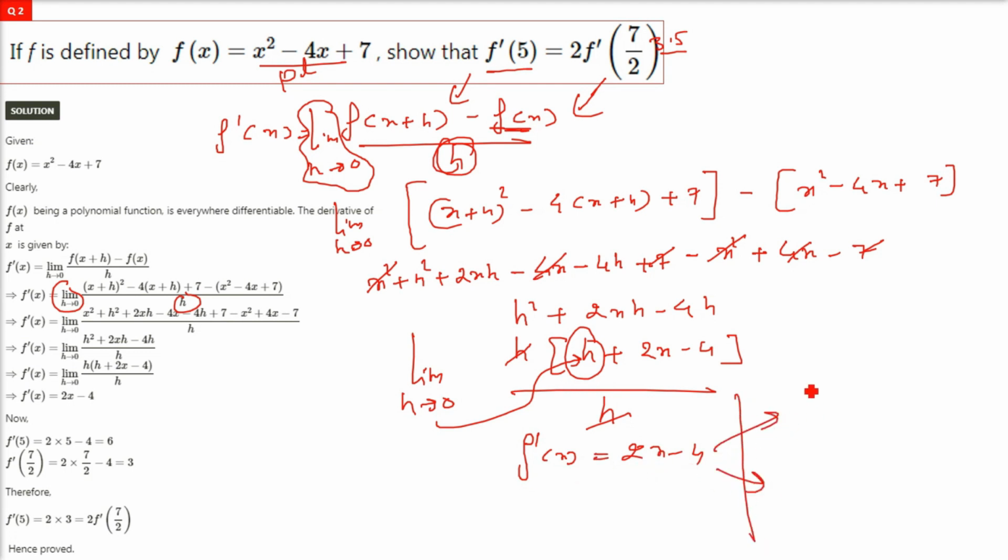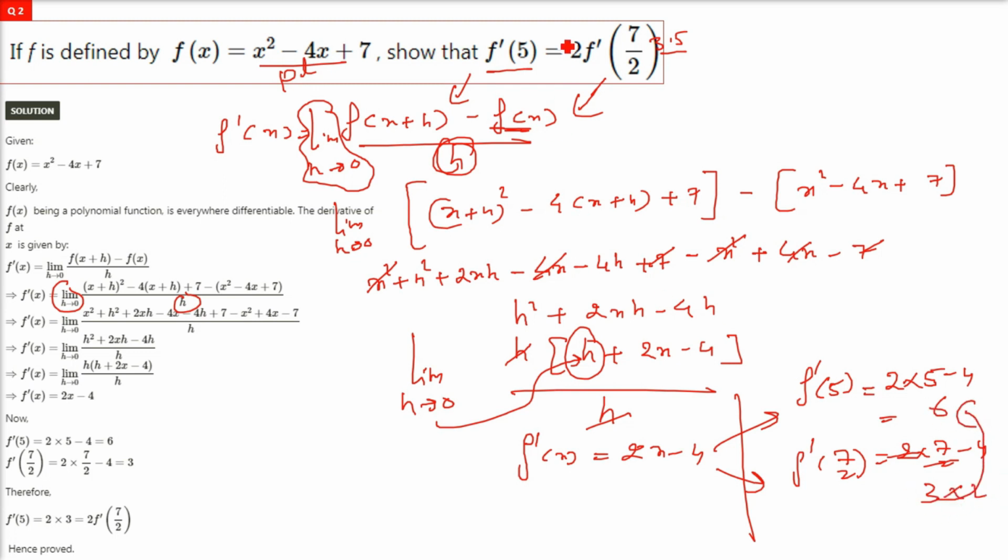Now we will put 5 and then 7 by 2. So f dash 5 will be 2 into, in place of x, replace it by 5, you get 2 into 5 minus 4, that is 6. Now f dash 7 by 2. So this is going to be 2 into 7 by 2 minus 4, 2 gets cancelled, 7 minus 4 is 3. 3 and 6, 3 to the 6. And this is what is being sought in the question. 6 equals 2 into 3, hence proved.